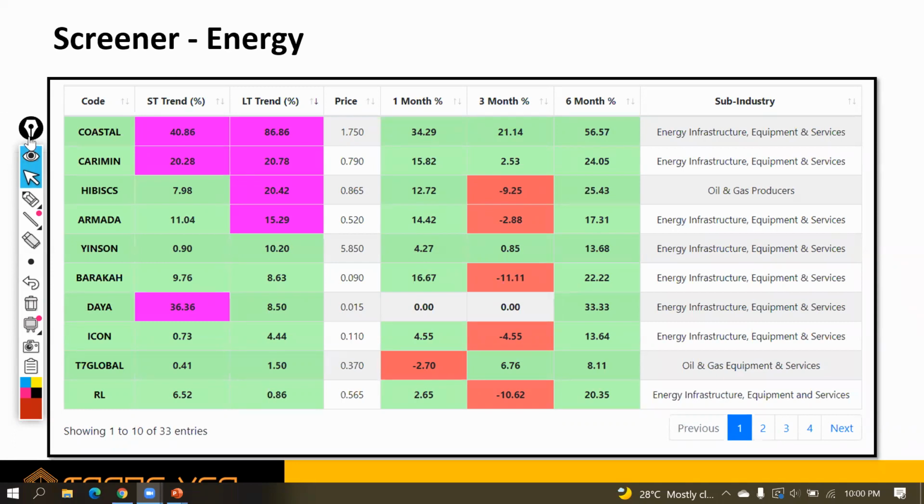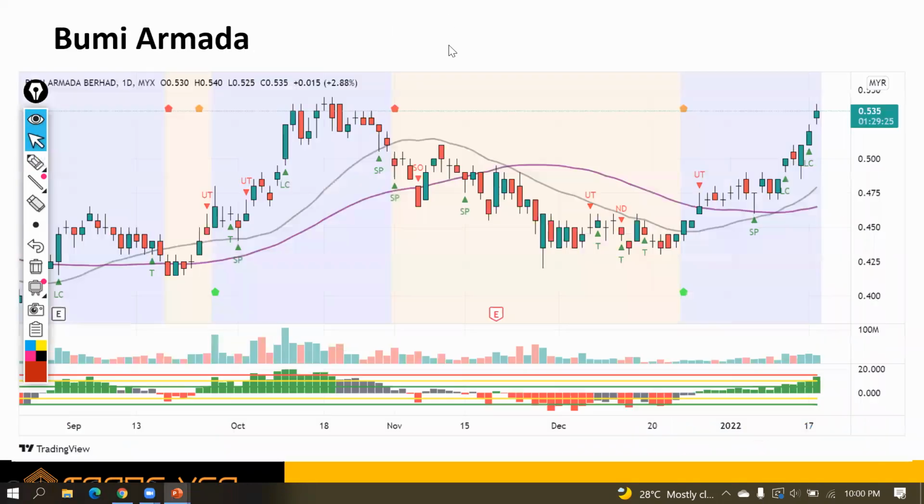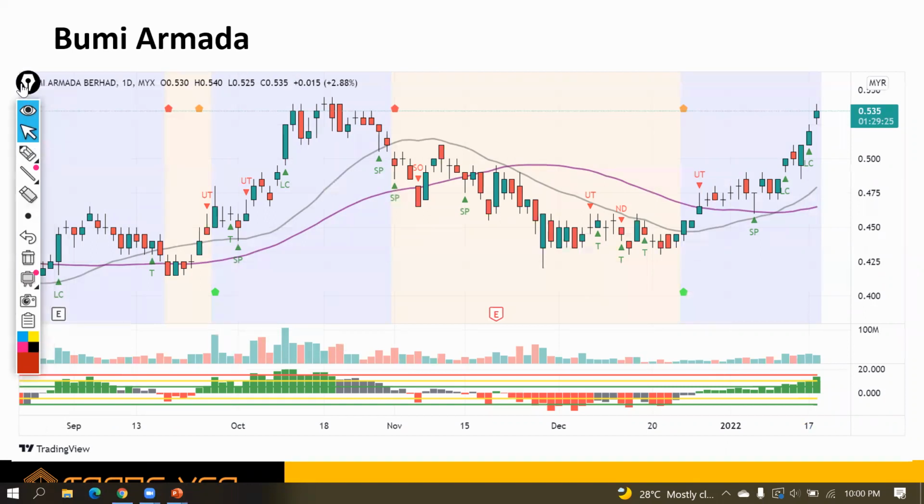All right, so this is the second step on how we want to build a proper trading plan. Now let's look into these two stocks. First of all, I've got Bumi Armada.